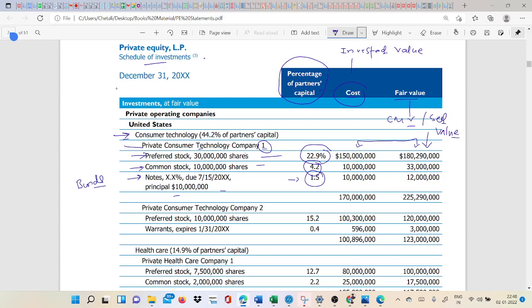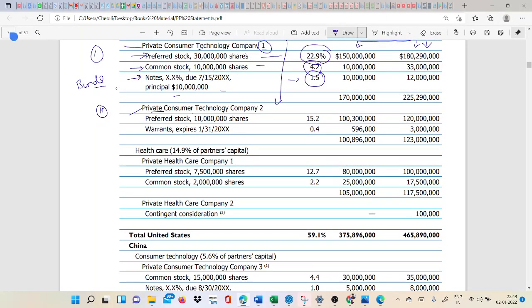The another company again, private consumer technology. Yeah, this is the same company, but they have invested twice eventually. So this should be for a first round and this should be for a second round. Warrants and preferred stocks.